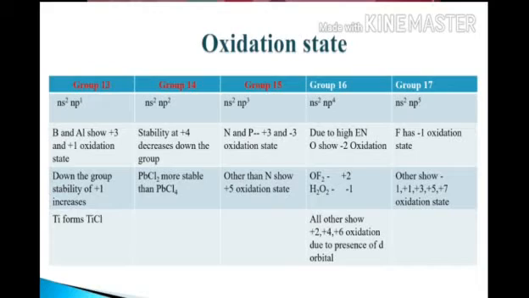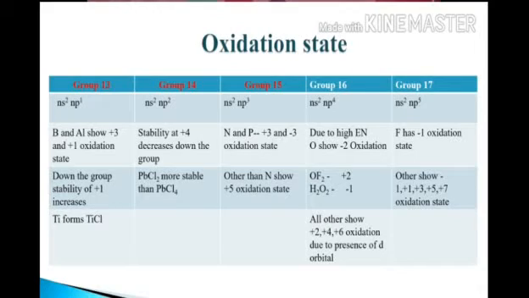Except nitrogen, other elements show an oxidation state of +5. This is because of the presence of empty d orbital. One of the probable questions from this part is, why nitrogen does not form pentahalide? This is due to absence of vacant d orbital.